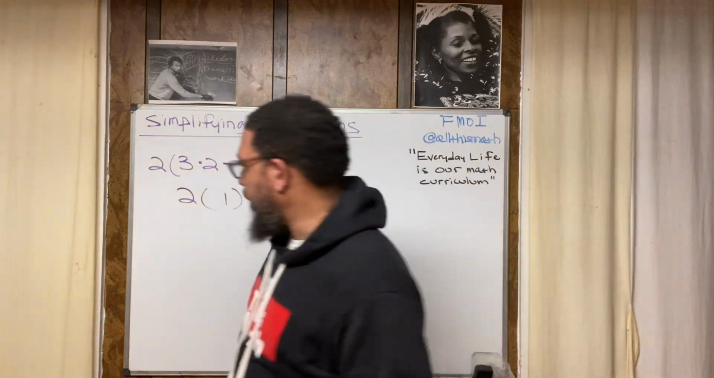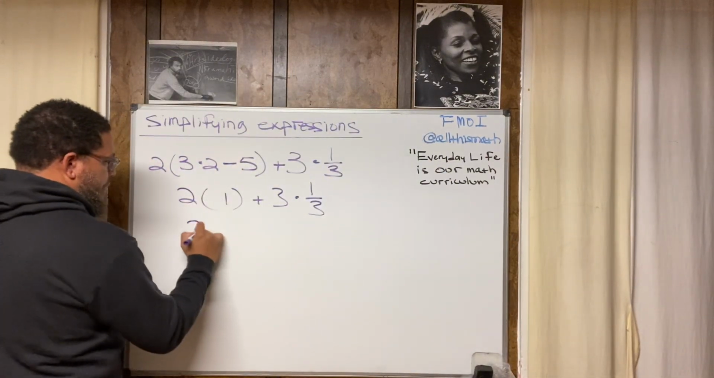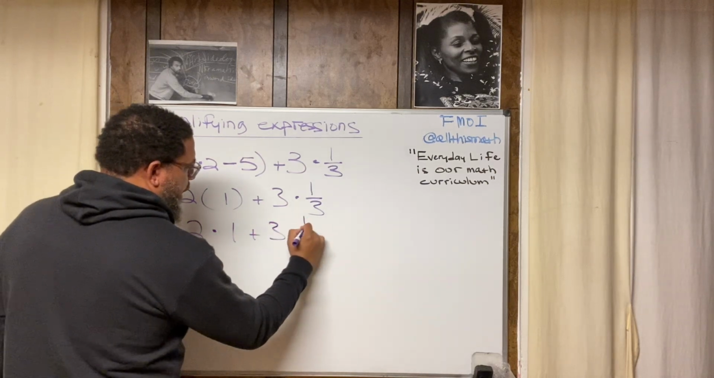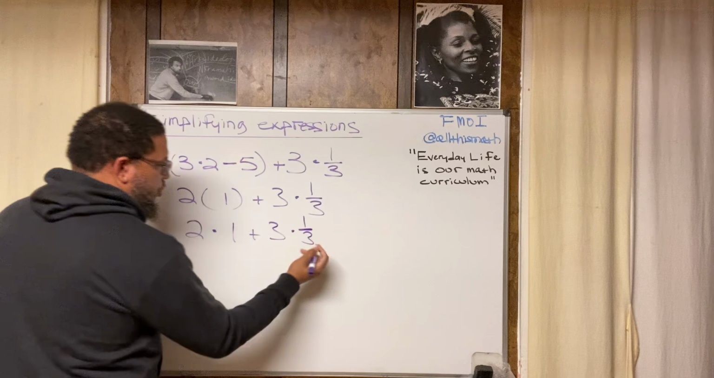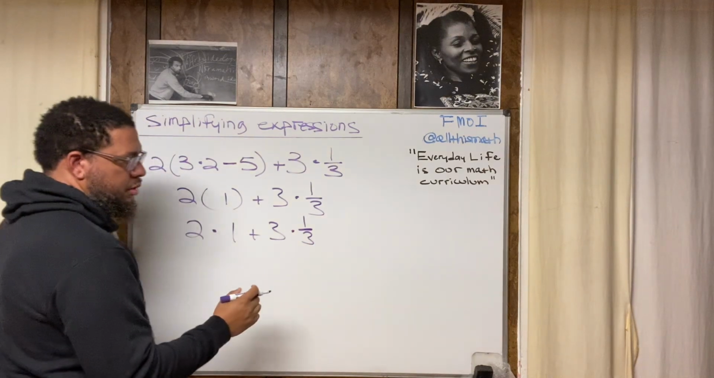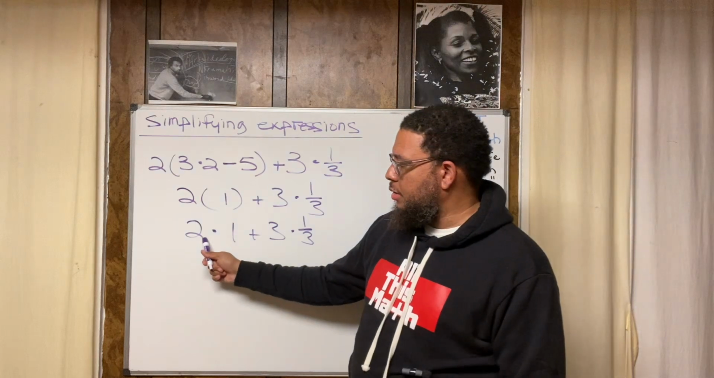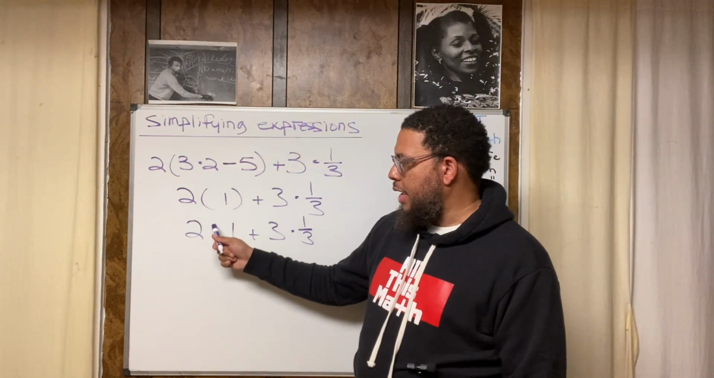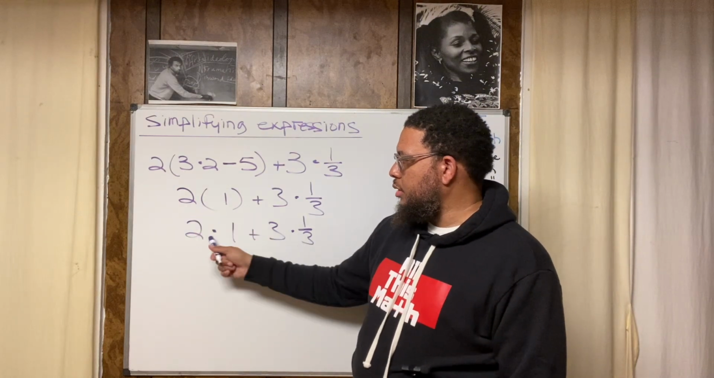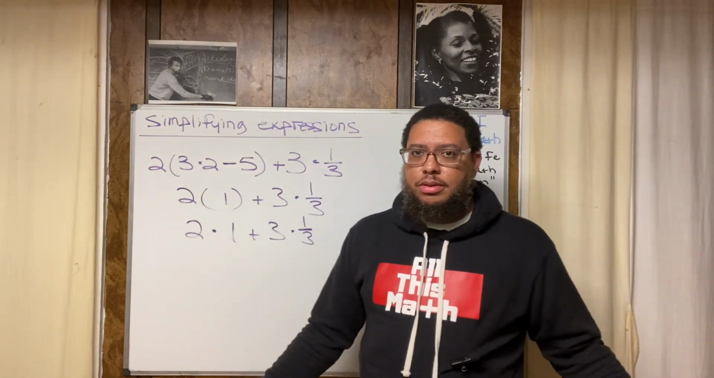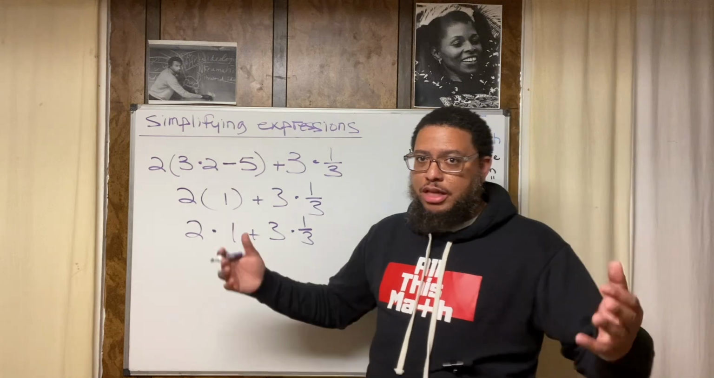I could rewrite this right now. And this is mathematically correct. I could say 2 times 1 plus 3 times 1/3 and use what we call the middle dot. The middle dot, right? It's not a decimal point because it's not down here next to the bottom of the 2. It's called a middle dot. 2 times 1, 2 times 1, they mean the same thing. Now the parentheses are gone. That is mathematically correct. That is mathematically sound.